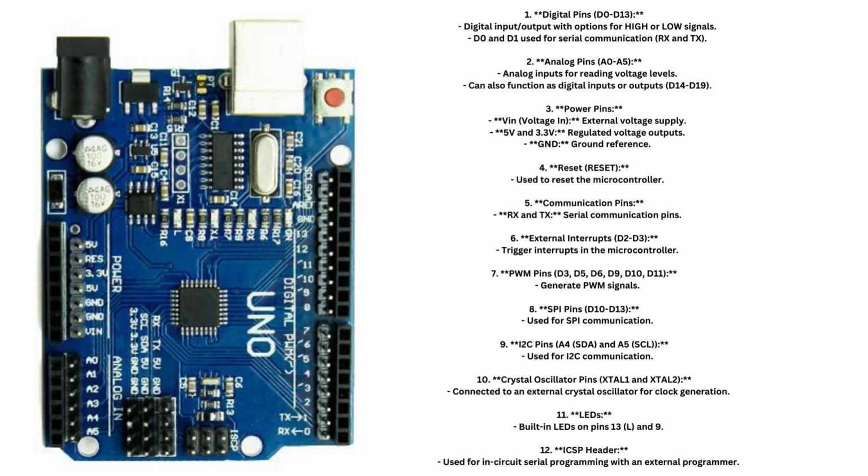2. Analog pins, A0 to A5, analog inputs for reading voltage levels. Can also function as digital inputs or outputs, D14 to D19. 3. Power pins, VIN, voltage in, external voltage supply. 5 volts and 3.3 volts, regulated voltage outputs.